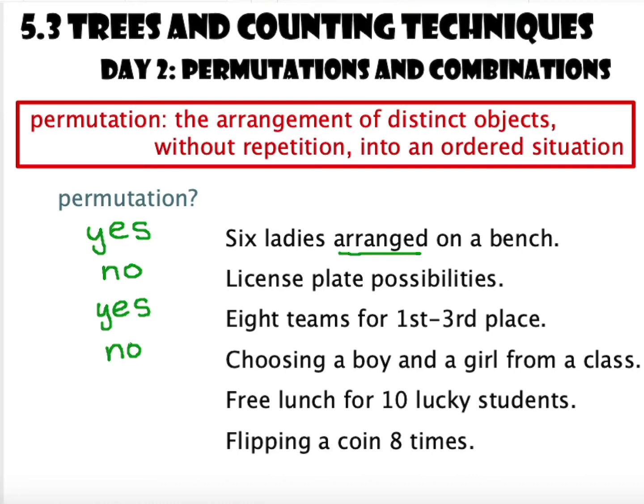Free lunch for 10 lucky students. I don't think we would repeat any students, but I also don't think you would care which order you would call those 10 lucky students in, so I don't think that would be a permutation because the order wouldn't necessarily matter. Flipping a coin 8 times, there would definitely be repeats, right? So since there's repetition, a permutation couldn't be used for flipping a coin.